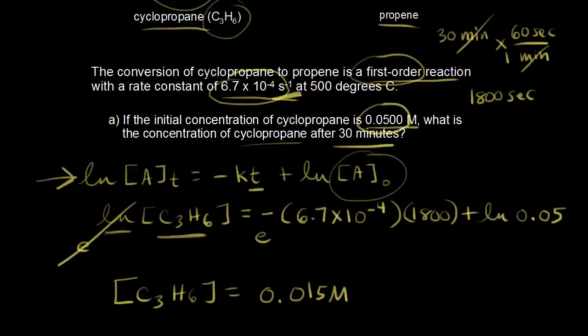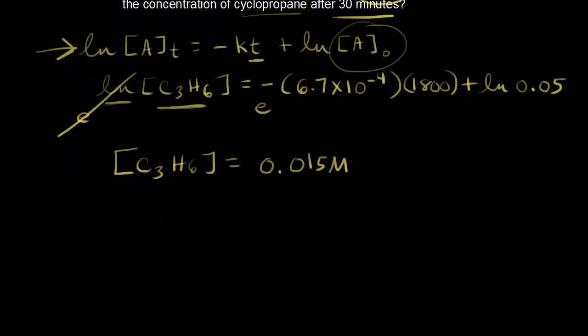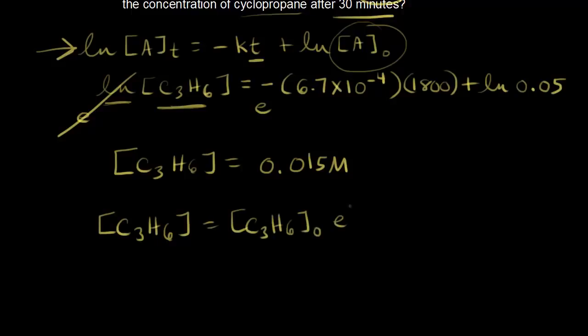Now, you didn't have to use this form of the integrated rate law. You could have used a different form, the concentration as a function of time. So you could have written the concentration of cyclopropane at a certain time is equal to the initial concentration of cyclopropane times e to the negative kt. We saw this in the previous video.